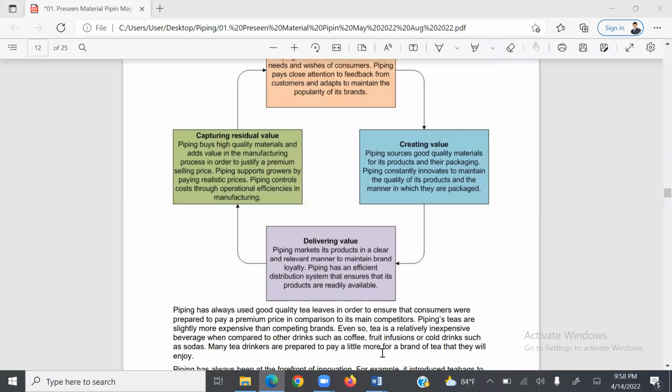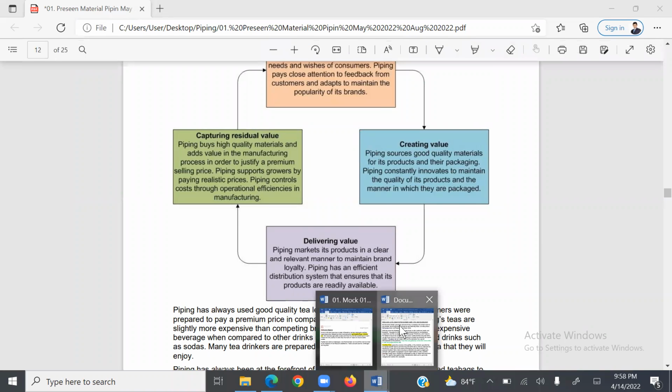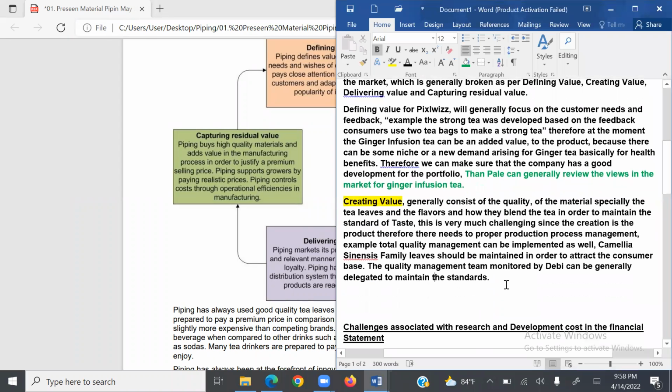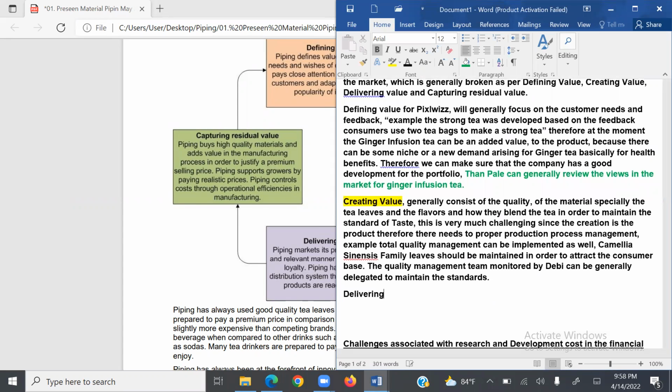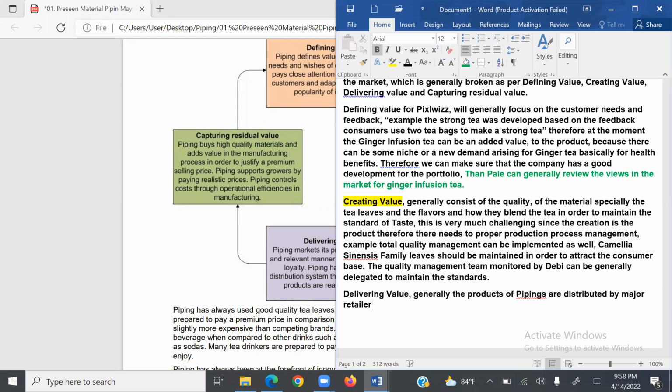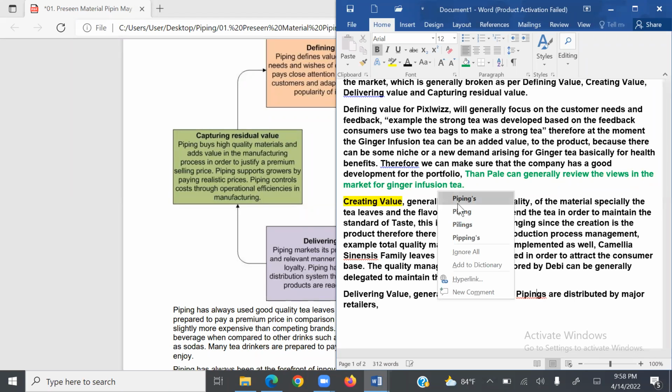Okay, so students, coming back to the explanation, let's move on to delivering value. So I'll write down here delivering value as well. Generally, products of pipings are distributed by major retailers. Again, get the explanation properly, students. The pipings products are distributed through major retailers.